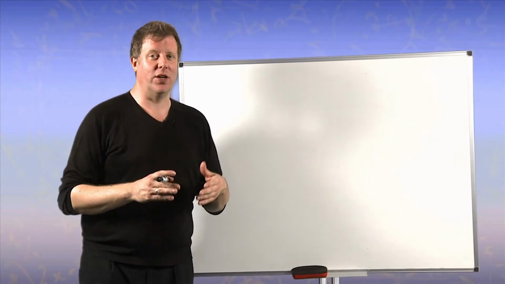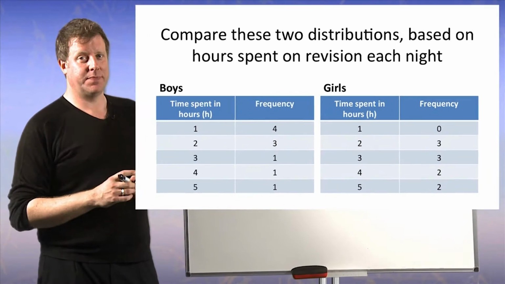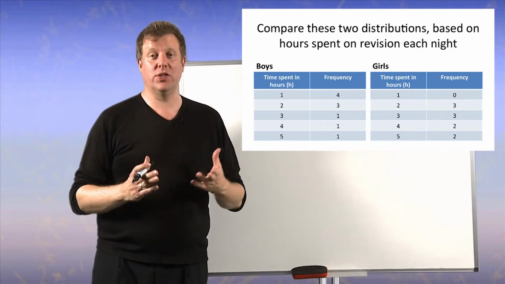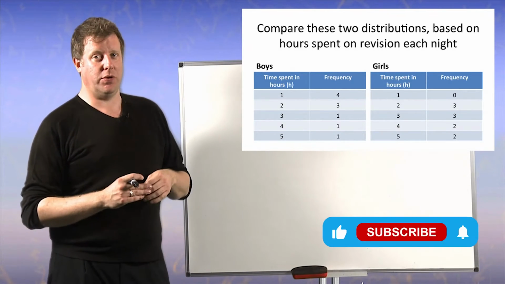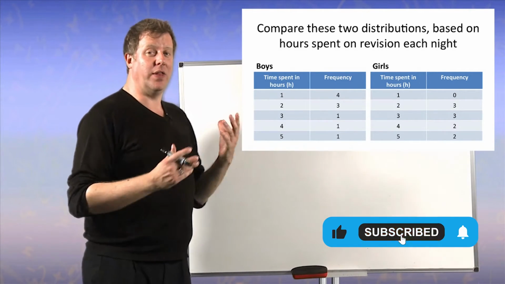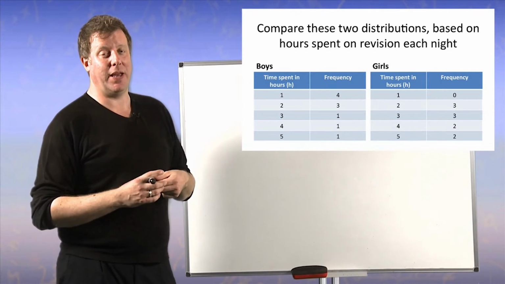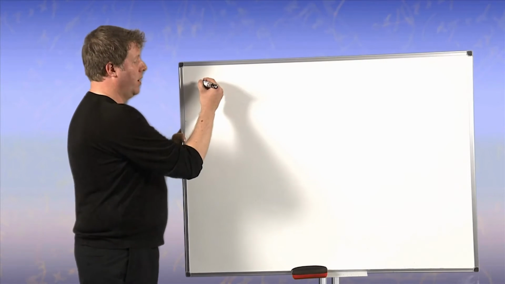Now, if you take a look at this slide, you see that we have details here on boys and girls and how many hours they spent revising. So in order to compare these two distributions, we're going to work out the mean, median and range for each distribution. Now, you can see on the other clips how to actually do these calculations, and you should be quite happy with working out averages from a frequency distribution.